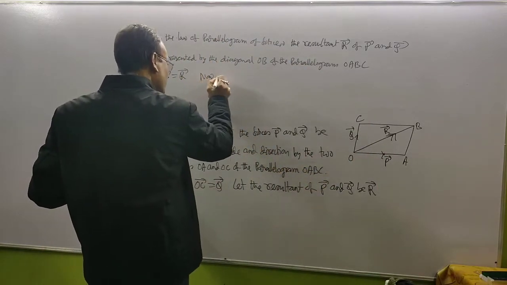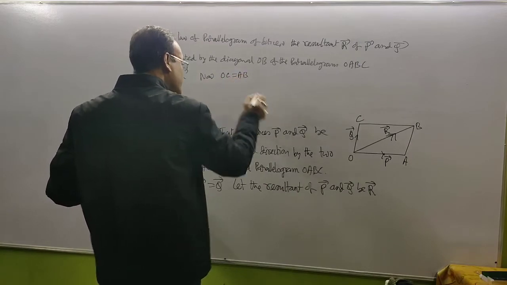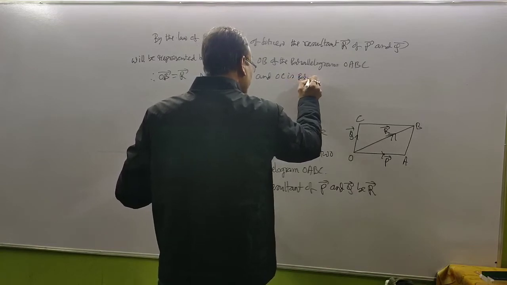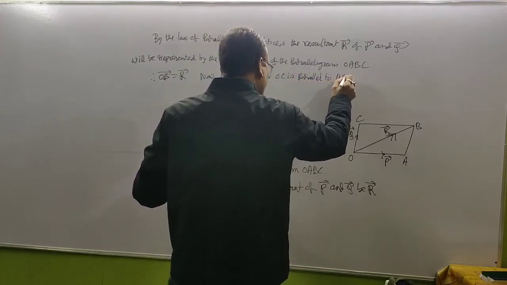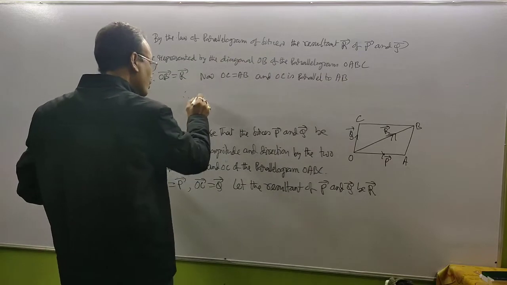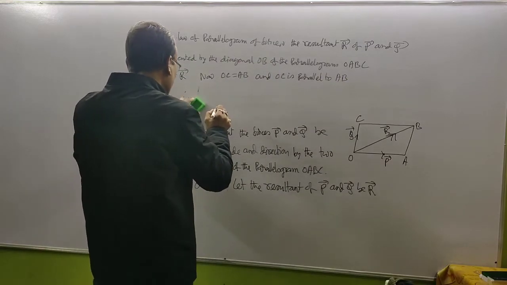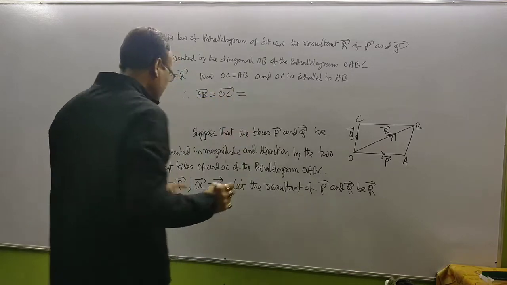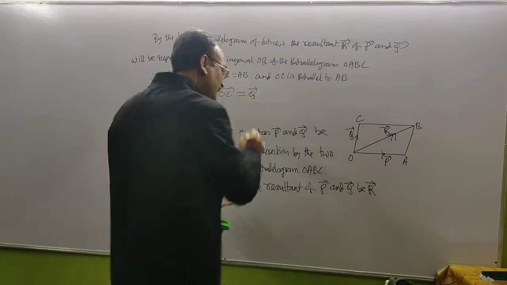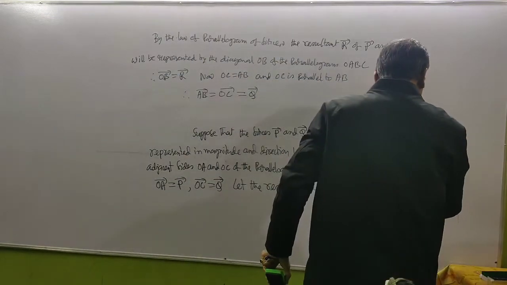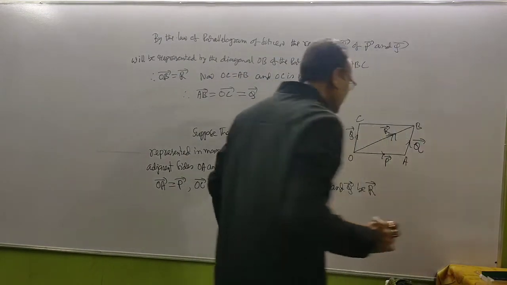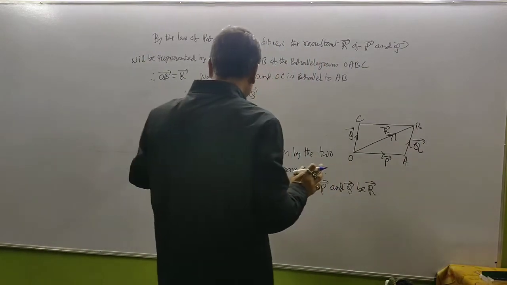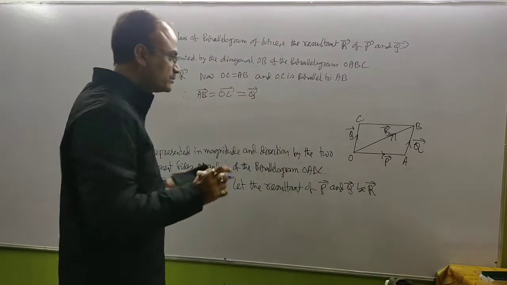Now, OC equal to AB, since it is a parallelogram, and OC is parallel to AB. Therefore, AB vector is equal to OC vector, which is equal to Q vector. Therefore, this AB vector also can be represented by Q vector. Right?